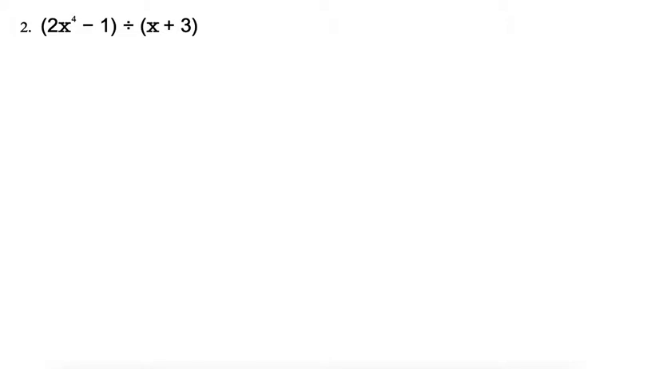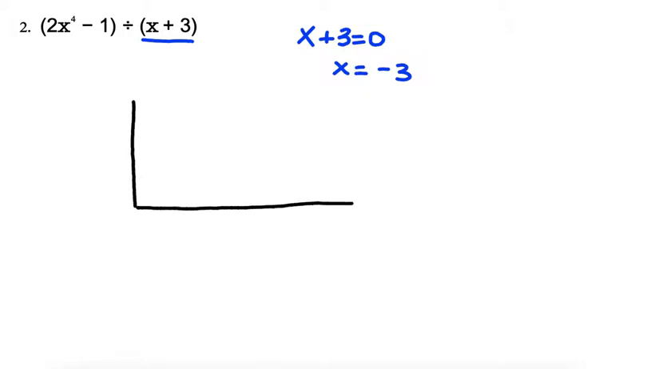Example 2 says 2x to the fourth minus 1 divided by x plus 3. So just like before, I make sure what I'm dividing by is linear, which it is. So I set that value equal to 0 and solve. So x plus 3 equals 0. I subtract my 3 over, I get x equals negative 3. So now I'm going to use synthetic division. So I set up my 2-line division. I put what I'm dividing by on the outside, which is a negative 3.